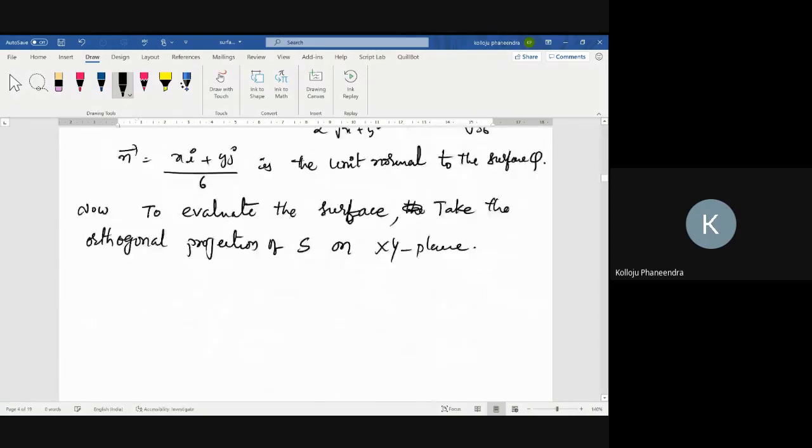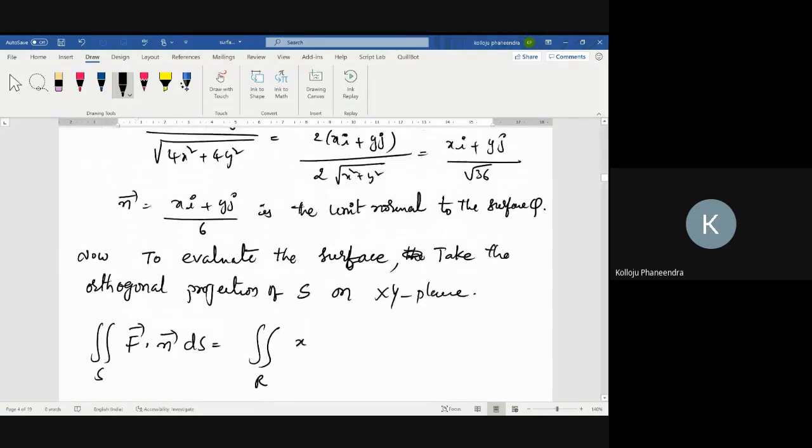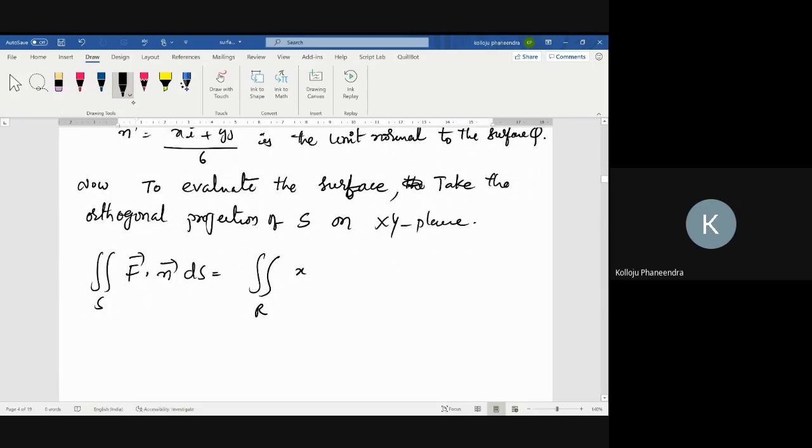On the xy plane, the double integral over S of F bar dot n bar dS is equal to the double integral over R of F bar dot n bar. But what is F bar here? F bar is z square i plus xy j minus y square k, dotted with (xi plus yj)/6, and this becomes dx dy divided by n bar dot k bar. This is the formula, n bar dot k bar.